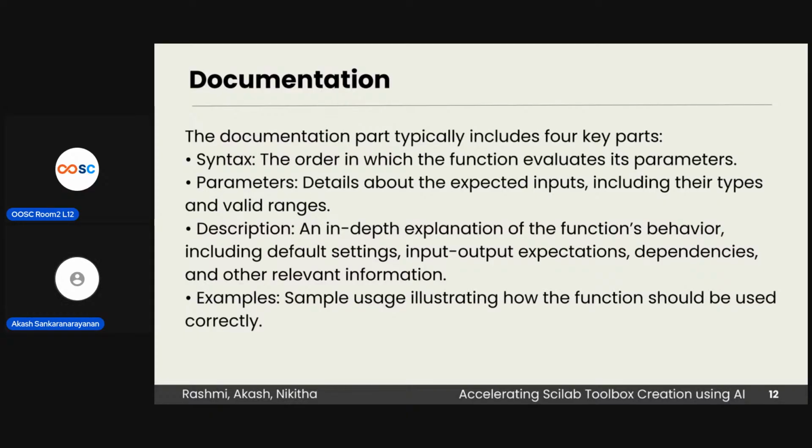Along with the coding part, documentation was also a very important part of the work. The documentation typically consists of four key parts. The first one is the syntax, which describes the order in which the function evaluates its parameters. Then the parameters part details the expected inputs, including their types and valid ranges. The description part provides an in-depth explanation of the function's behavior, including default settings, input-output expectations, dependencies, and other relevant information. And finally, the example part shows sample usage of the function.